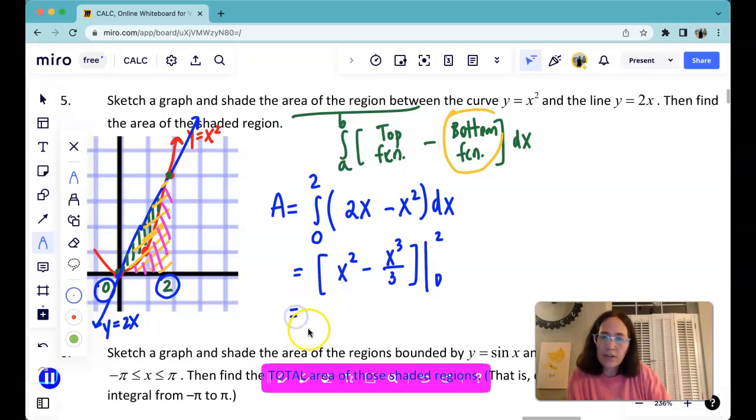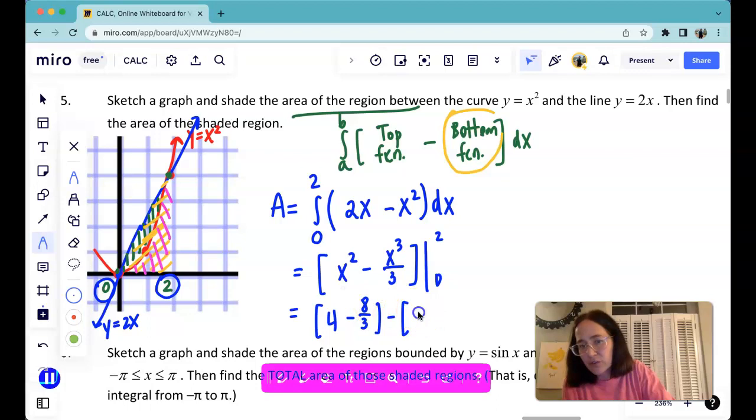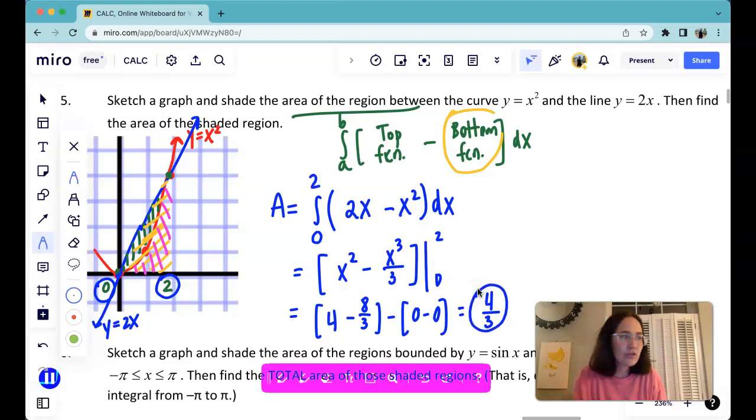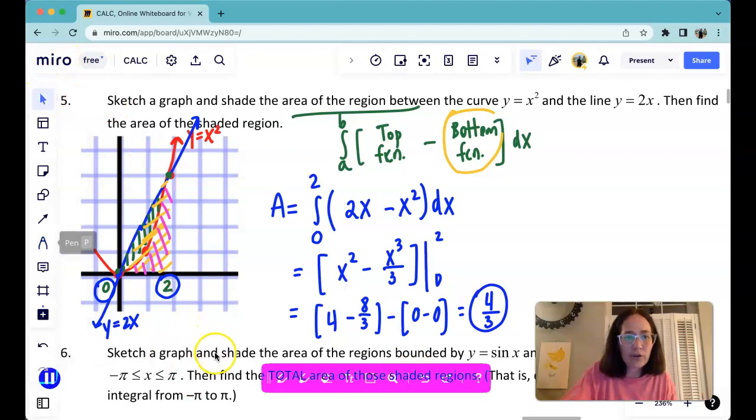So that means definite integral, we plug in 2 first. We'll have 2 squared, so 4, minus 2 to the third over 3, so minus 8 thirds. And we want to subtract just 0 minus 0. So for this one, really just 4 minus 8 thirds. That's kind of like saying 12 thirds, take away 8 thirds, leaves you with 4 thirds of a square unit. And that should be it for that one. So the first time doing region between two curves.